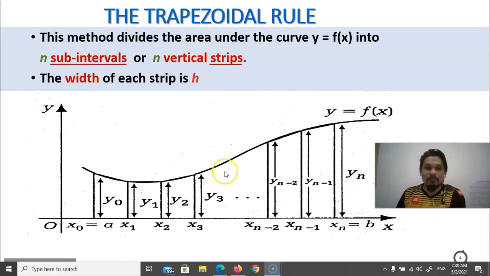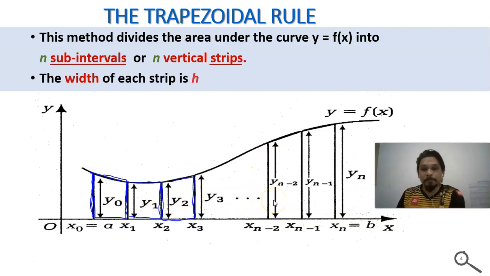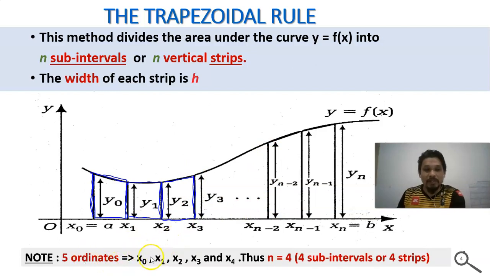From the previous graph, we divide it into a few strips: the first strip, the second strip, the third, fourth, fifth, until the strip n minus 2, n minus 1, and n. Every strip has its borders, which we call ordinates. Here we have 1, 2, 3, 4, 5 ordinates, which represent x0 until x4. So then we have 4 subintervals, or 4 strips.